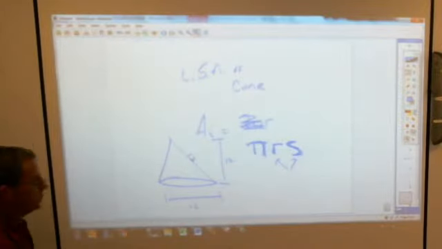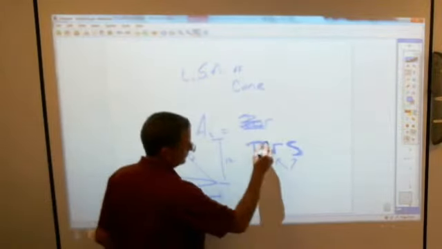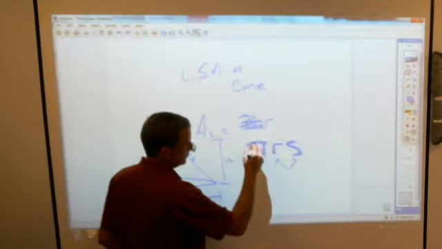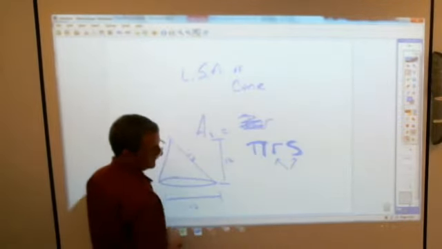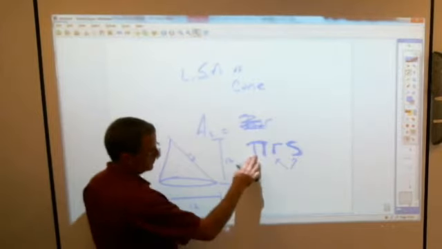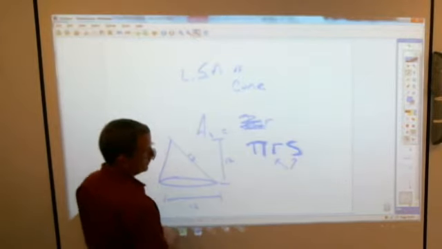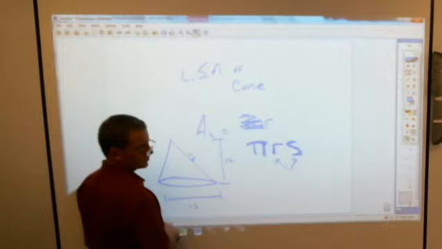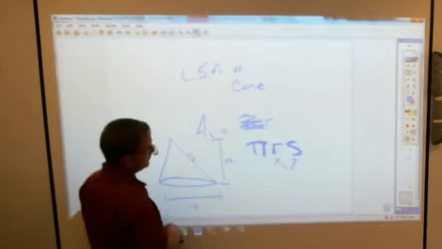Remember, if they tell you to leave it in terms of pi, you don't have to do anything except leave the little pi symbol there. If they say do it out to decimals, you have to substitute 3.14 for pi. Or what was the fraction? There's a fraction to it. 22/7.